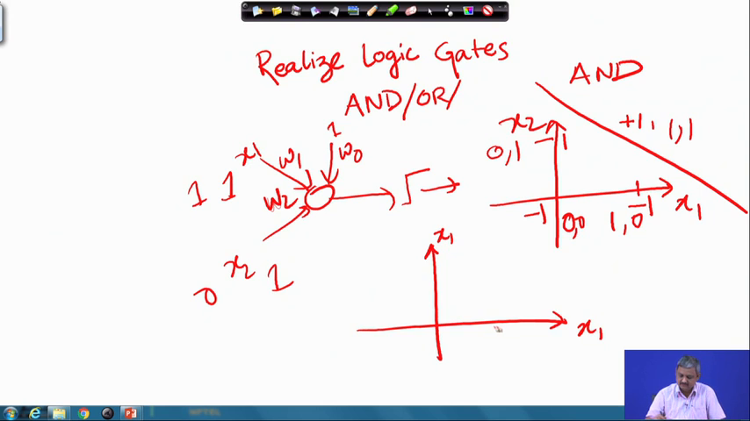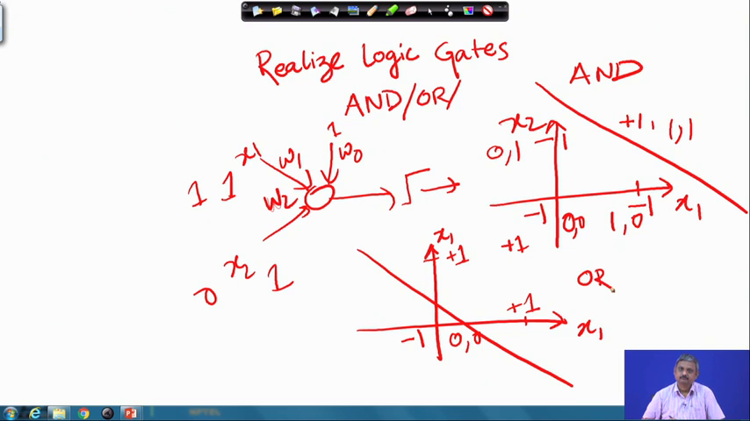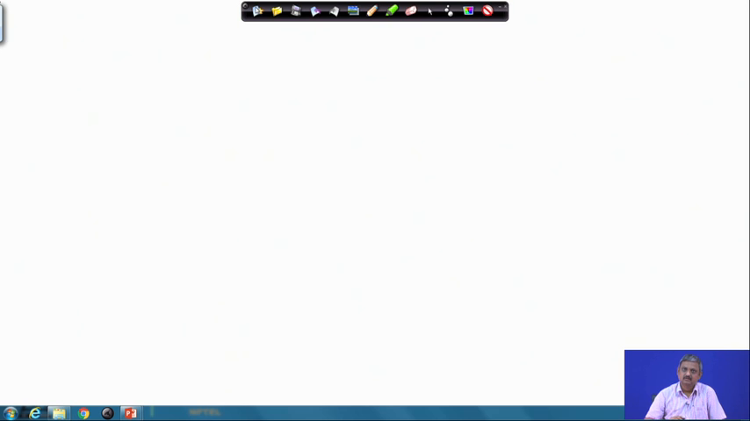So what is the OR function? You have 0 0 as the negative example and the rest as the positive examples, where OR is true. Similarly, you can draw a line to recognize the OR. So this is the OR function. Many of the gates can be realized, but now let me give you an example of a logic gate which cannot be realized by this perceptron.